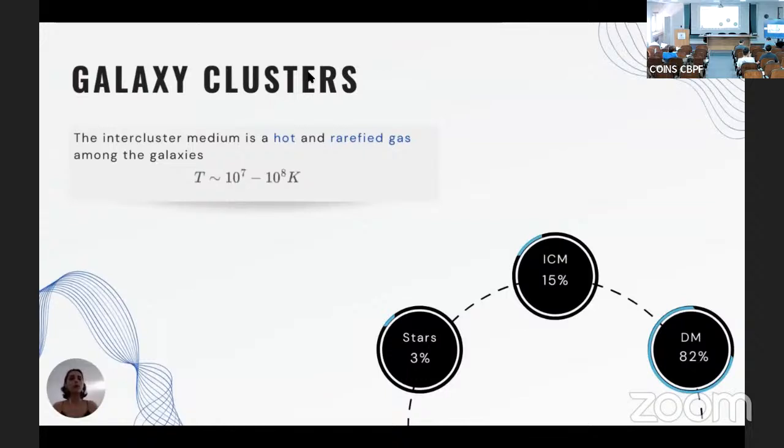So if we consider the entire mass of the cluster, around 3% are thought to be in stars in the galaxies, and about five times this amount are actually in this gas of the intracluster medium. And of course, the majority is dark matter. And so this intracluster medium is actually a hot plasma composed mainly of hydrogen and helium ions and free electrons.